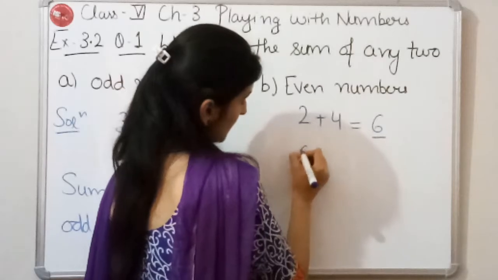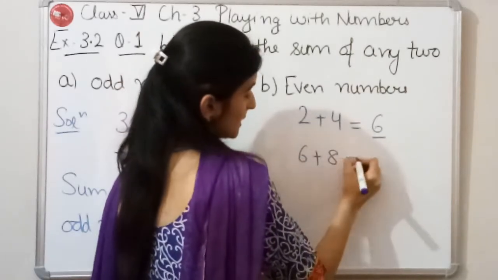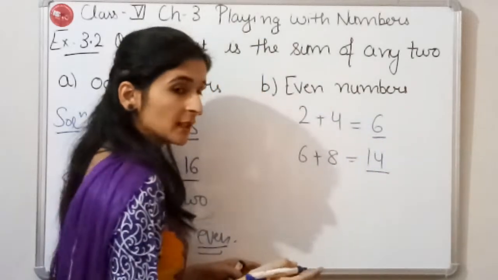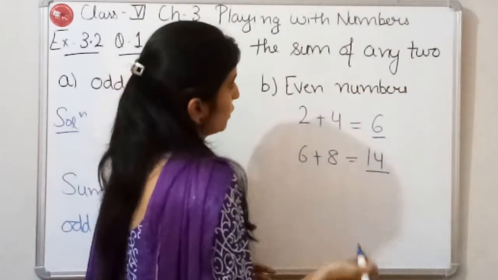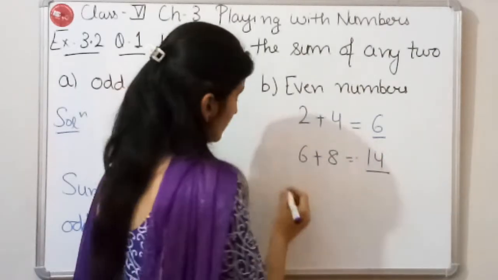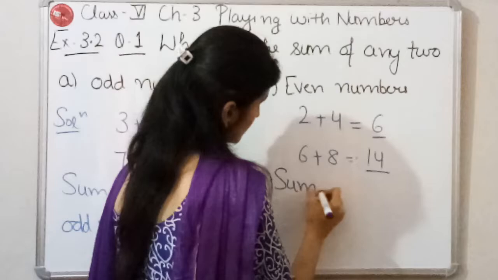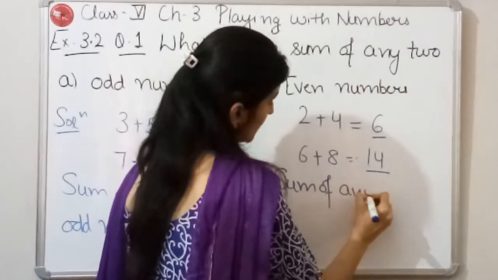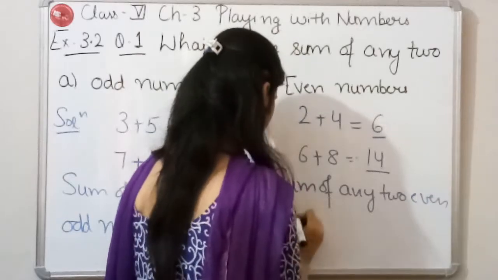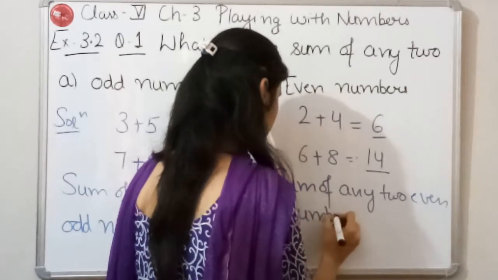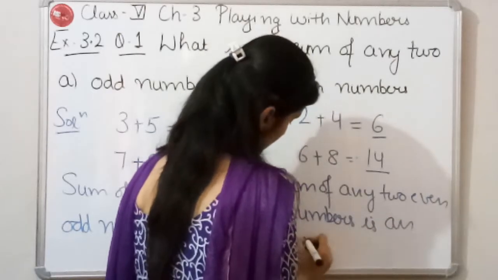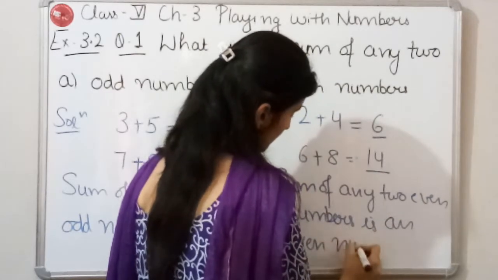And then I am taking 6 and 8. 6 plus 8 is 14. Then 14 is again an even number. So the sum of any two even numbers will again be an even number. So we can write, sum of any two even numbers is an even number.